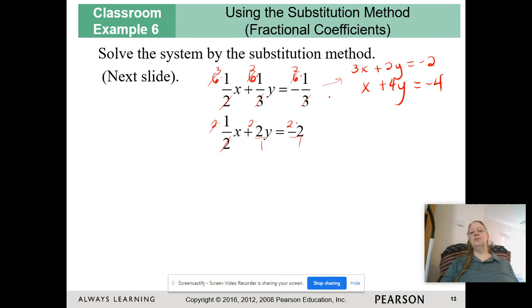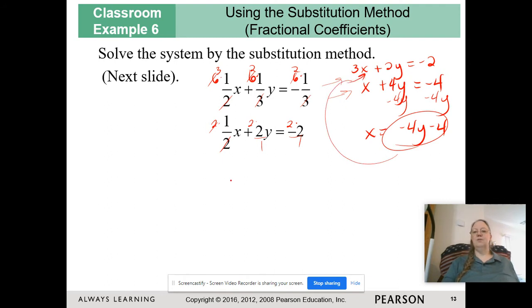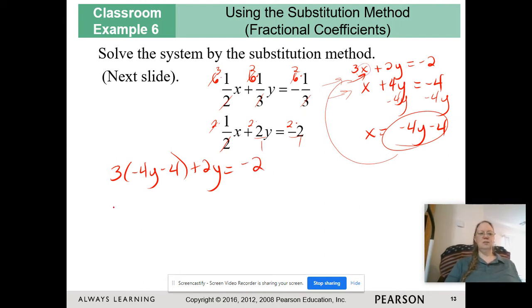okay? So it looks like this bottom equation, I can solve for x by subtracting 4y. So that gives me x is equal to negative 4y minus 4. I'm going to substitute that into my first equation. So I'm going to go over here, negative 4y minus 4 plus 2y is equal to negative 2. So I just substituted in for x.